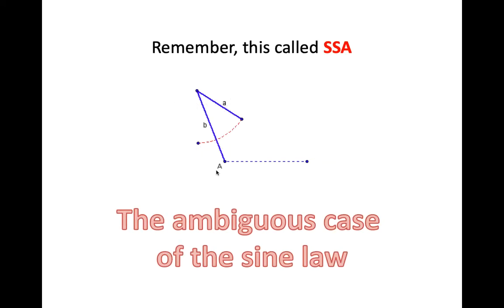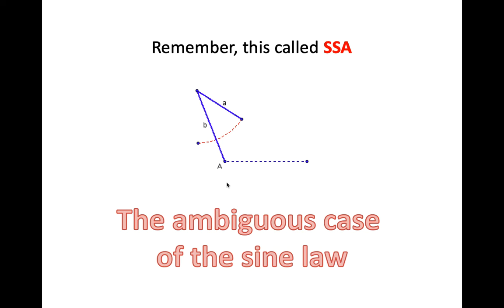So remember, this is called the side-side-angle. In our minds, we can also understand that it can be flipped to be angle-side-side, which tends to be the one that we use more in our diagrams. Angle-side-side, side-side-angle. It's called the ambiguous case of the sine law.